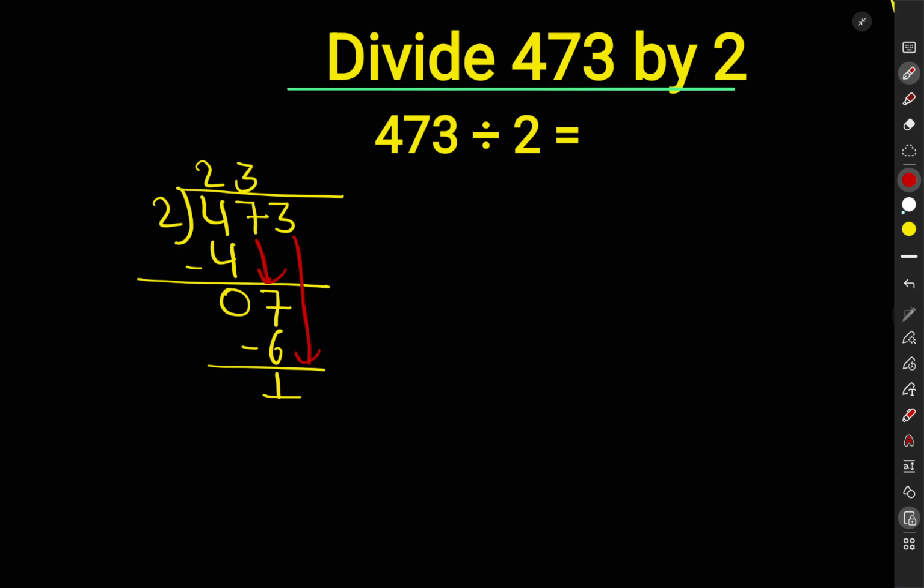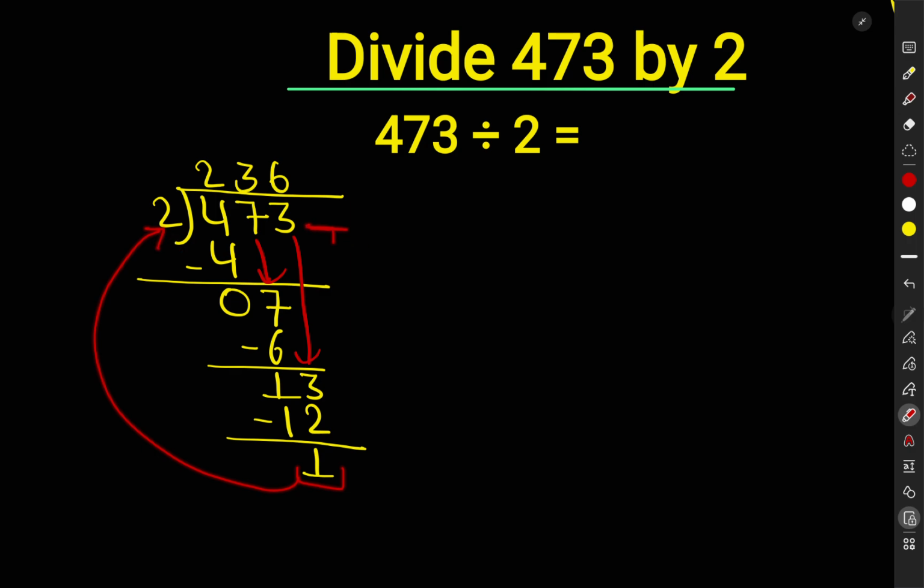Again we put down this 3 and it is 13. So 2 times 6 is 12. On subtracting it is 1. So now this 1 is less than 2 and there is no other number beside to put it down.